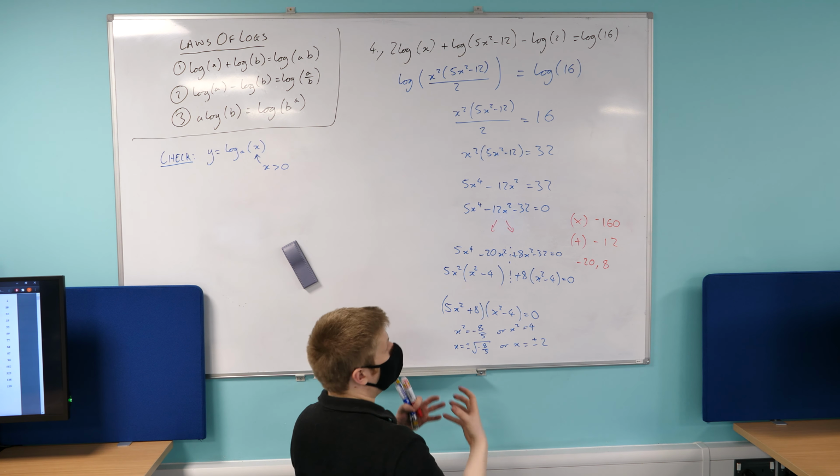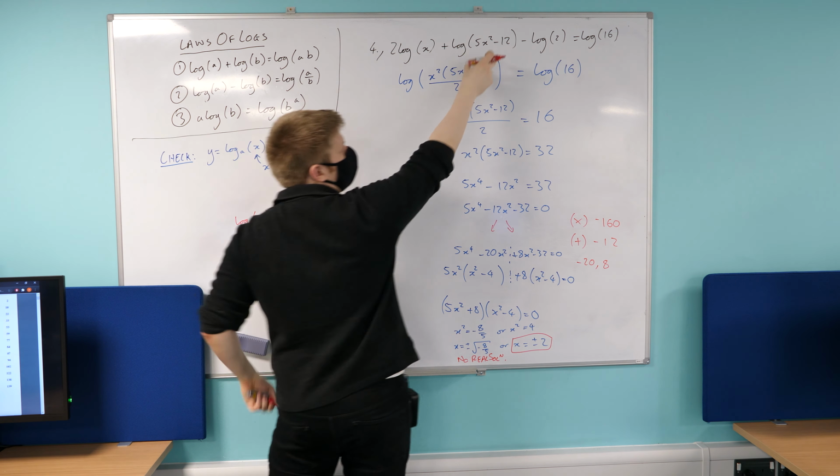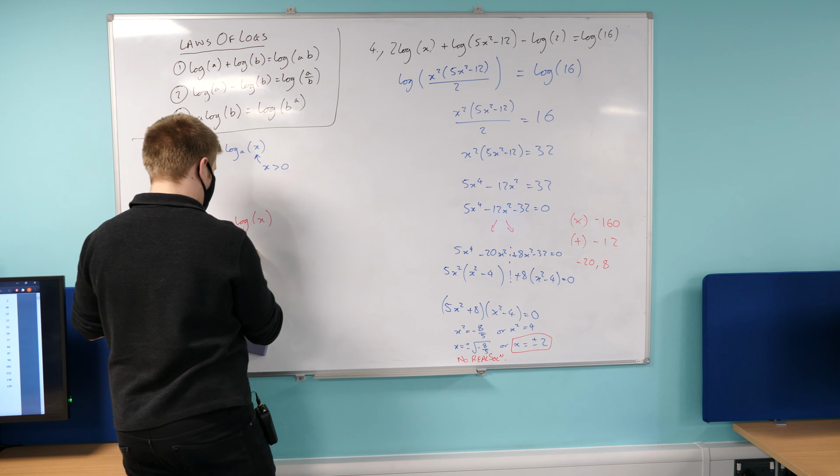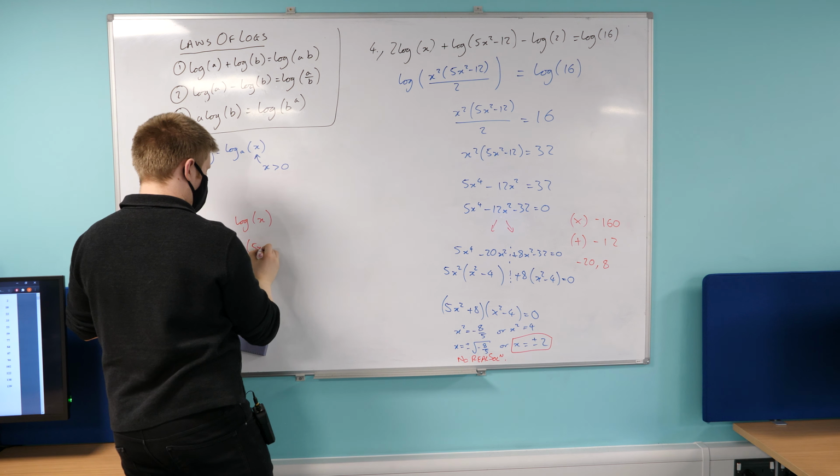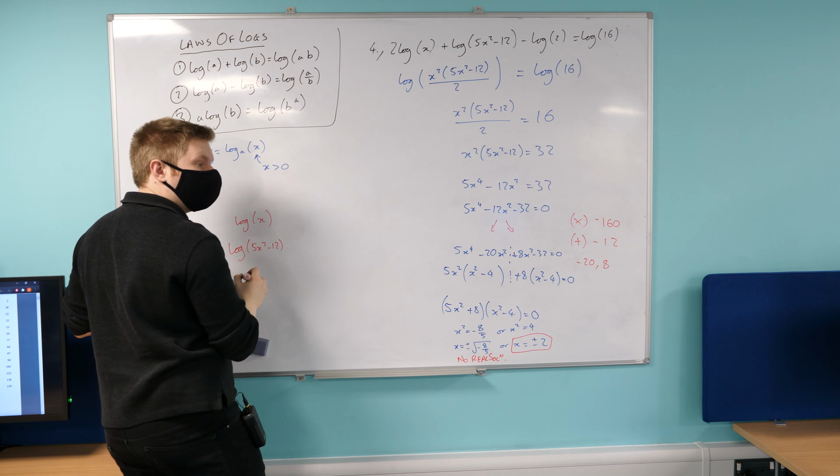So, negative 2 is not real. Yeah, excellent. So let's just make sure that we've written it down how we should. Let's do a quick check for the benefit. We've got two logarithms with unknowns. We've got this logarithm here, log of x, and we've got this logarithm here, log of 5x squared minus 12. That makes sense?